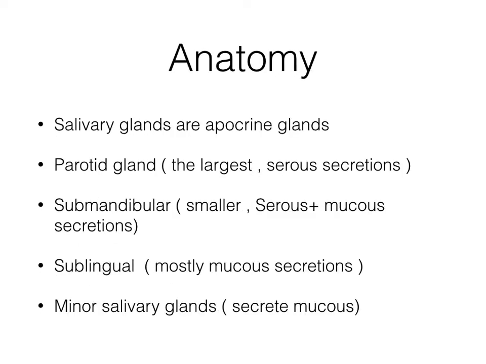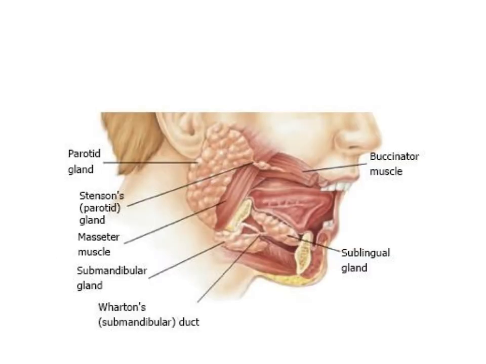Salivary glands are apocrine glands. We have the parotid gland, which is the largest gland. It mostly secretes serous secretions, whereas the submandibular gland is a little bit smaller, the medium sized gland. It has both serous and mucus secretions. And then sublingual glands, which are smaller and mostly have mucus secretions, and then the minor salivary glands secrete mucus. So the smaller the salivary gland, the more mucinous its secretions become, and the larger the gland, the more serous its secretions.